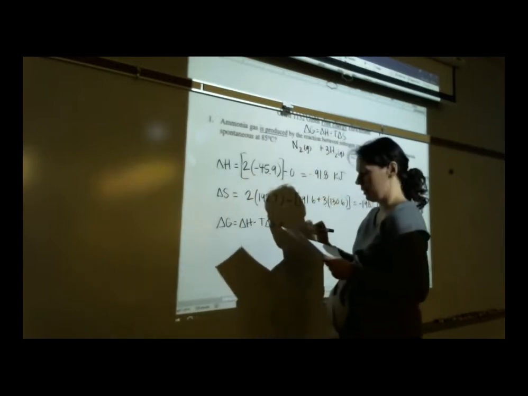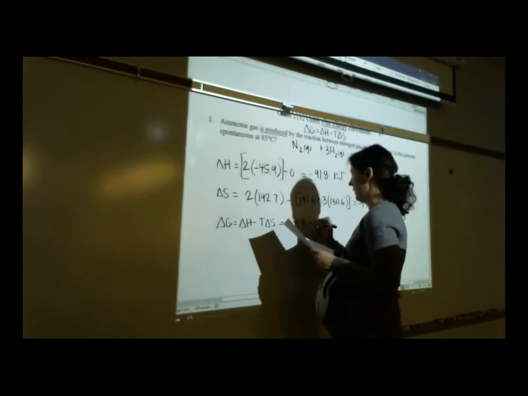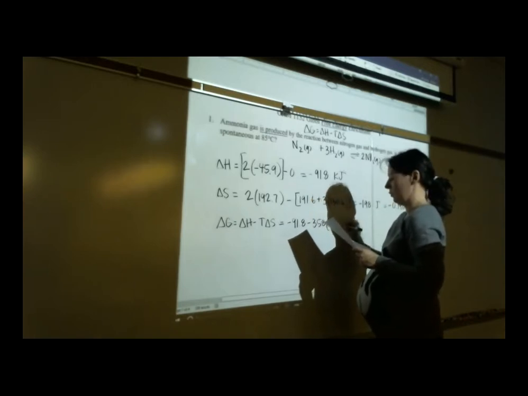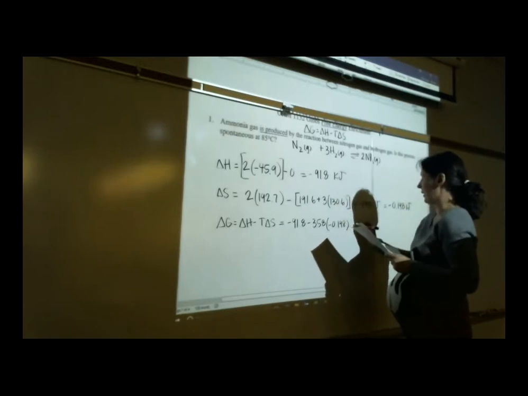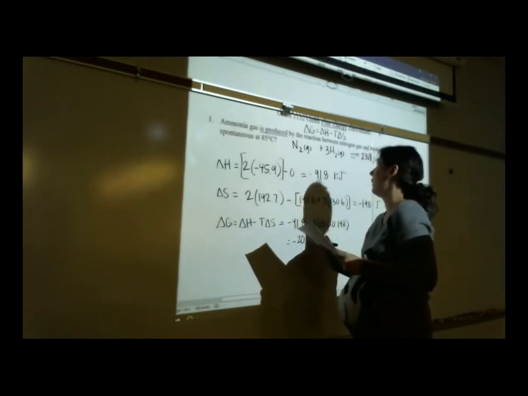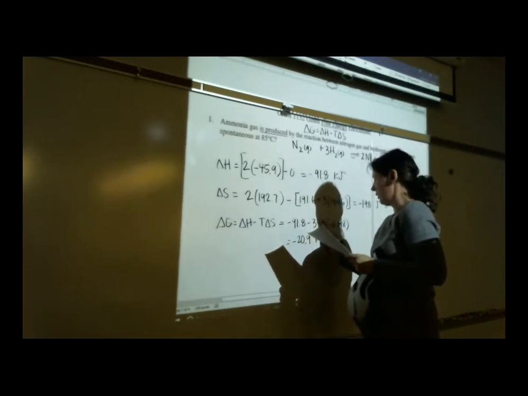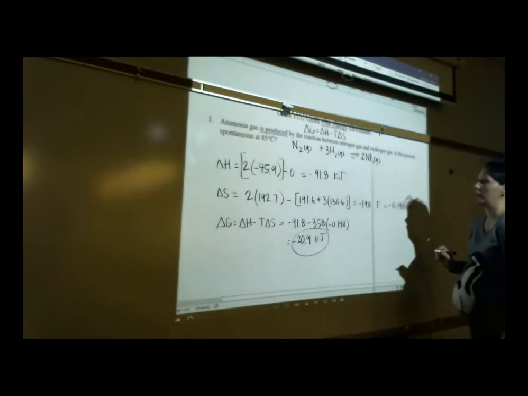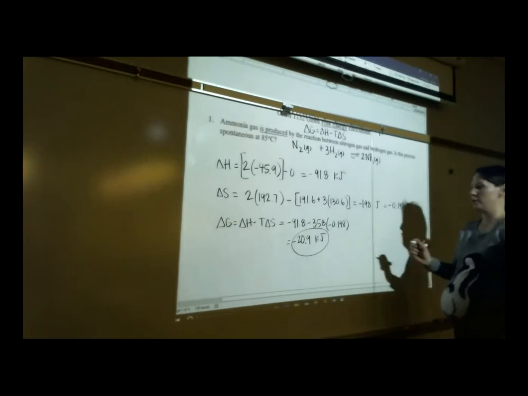Don't forget to convert temperature to Kelvin. So negative 91.8 minus 358 times negative 0.198. So I got negative 20.9 kilojoules. Based on that, will we conclude that we are spontaneous or non-spontaneous at this temperature? Yes, we are spontaneous.